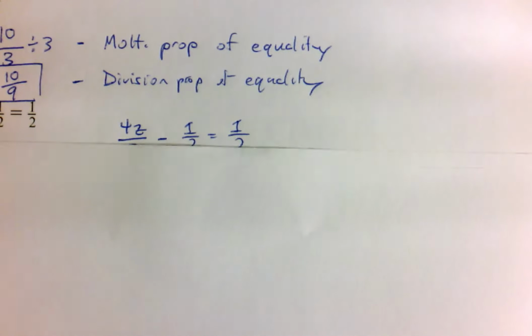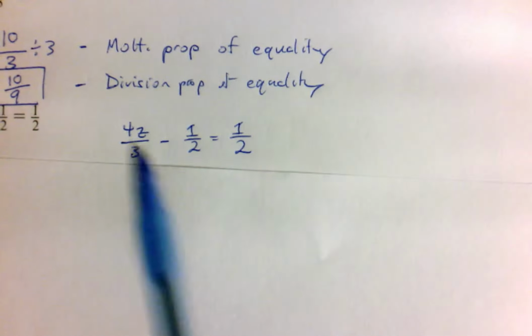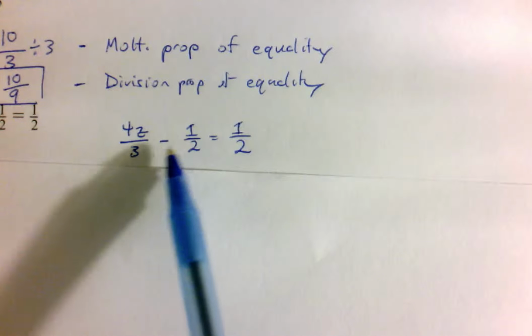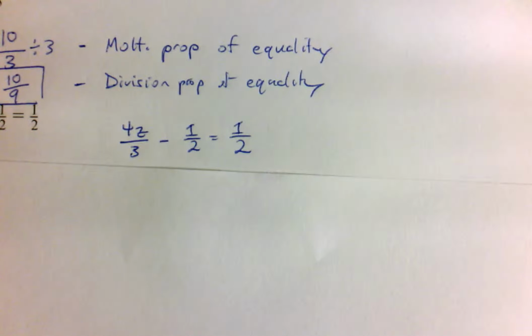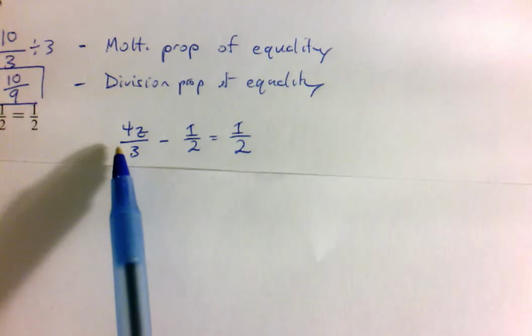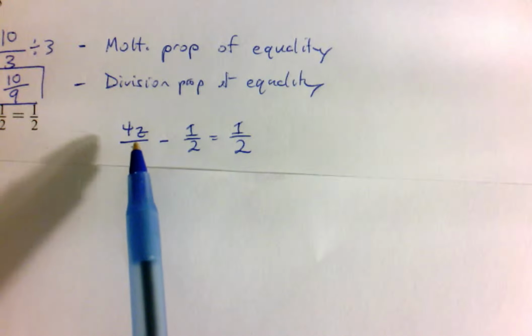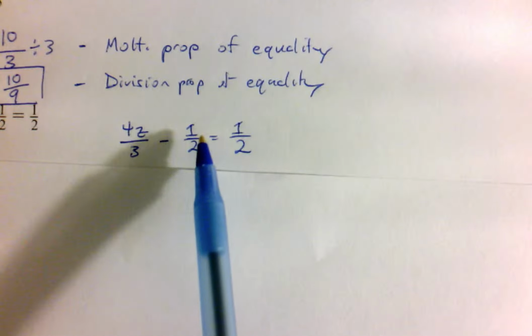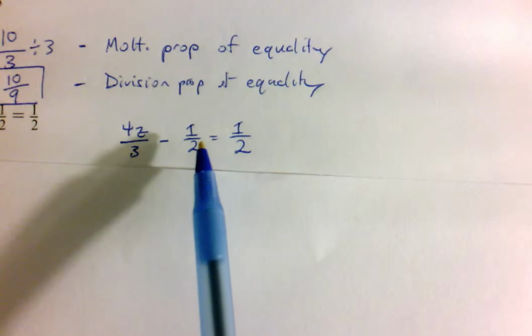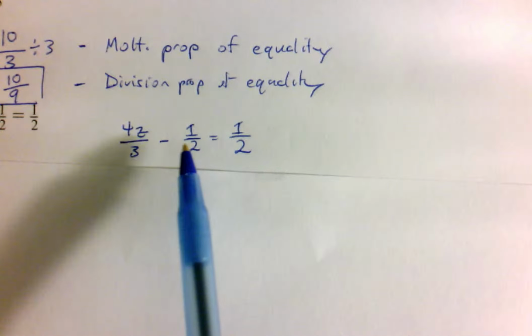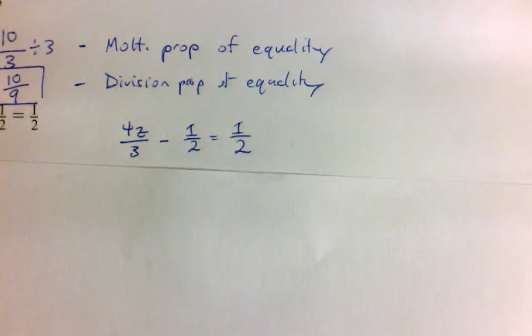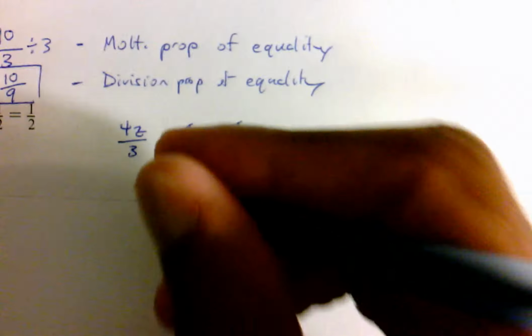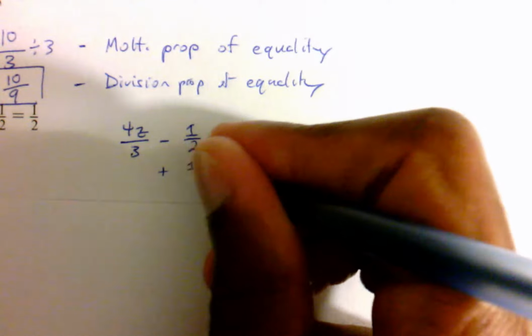What's being done to z? Well, I see that the term involving my variable, 1 half, is being subtracted from that. So I want to get this term by itself. And the way I get this term by itself is I need to somehow get rid of this subtraction by 1 half. I'm going to use the additive inverse to undo subtraction by 1 half. And how I do that is I add 1 half to both sides of my equation.